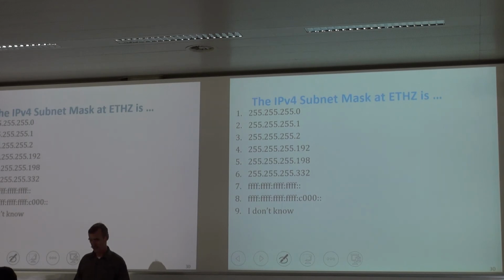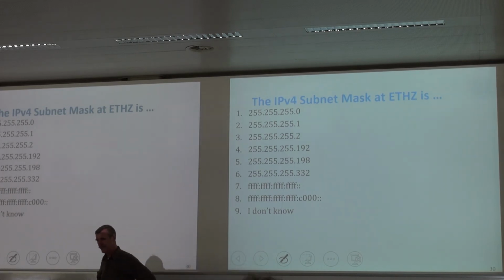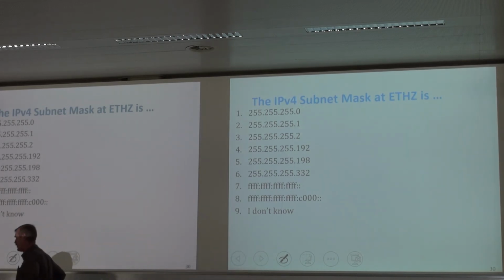I will just poll you on this one, if the polling works. At ETHZ, I said that the network part is 26 bits. What is the network mask?